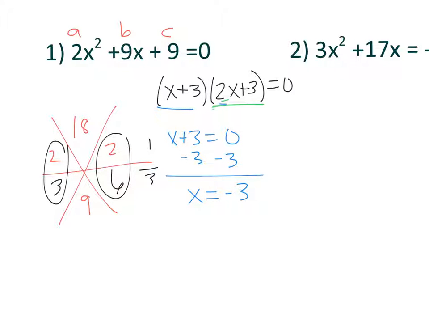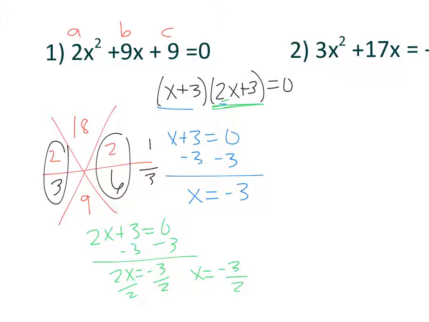And now I'll set my other factor right here equal to 0. 2x plus 3 equals 0. Subtract 3 and get 2x equals negative 3. Divide by 2, so I get x equals negative 3/2. So my two solutions here, and I'll put them in bracket form, would be negative 3 and negative 3/2.